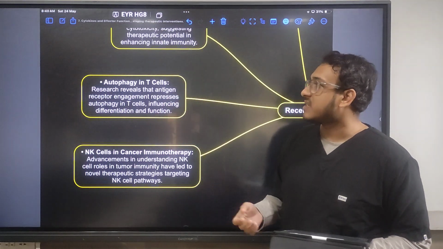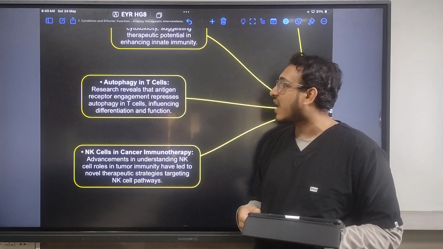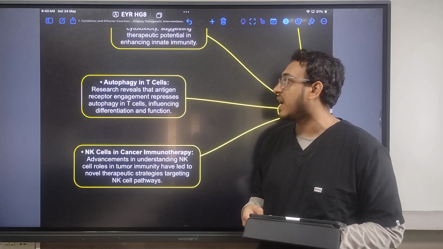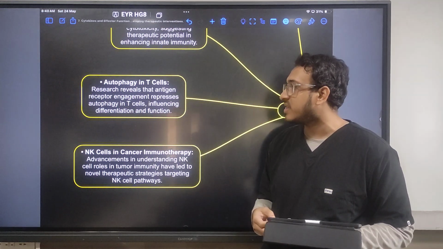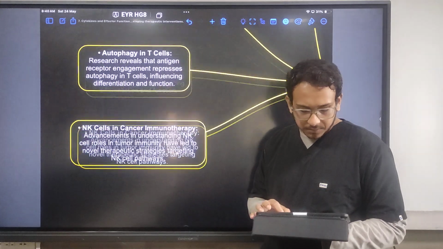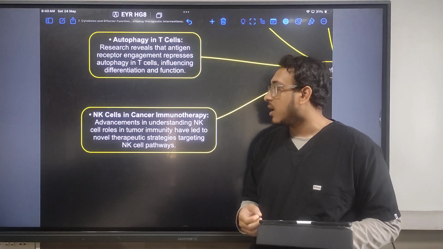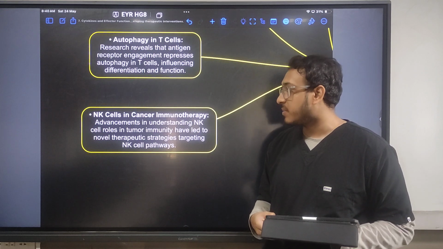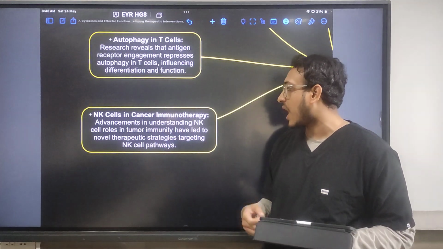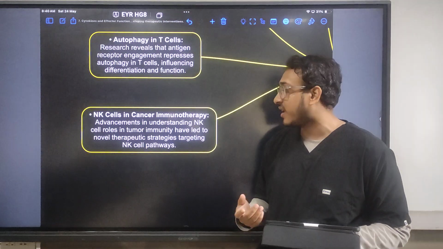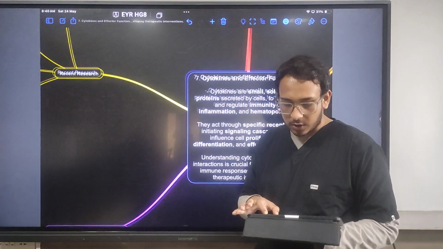Autophagy in T cells. The researchers have revealed that antigen receptor engagement represses autophagy in the T cells, influencing differentiation and function. Also, natural killer cells in cancer immunotherapy. Advancements in understanding the NK cell roles in tumor immunity have led to novel therapeutic strategies targeting the NK cell pathways. So that's the topic for today. Thank you.